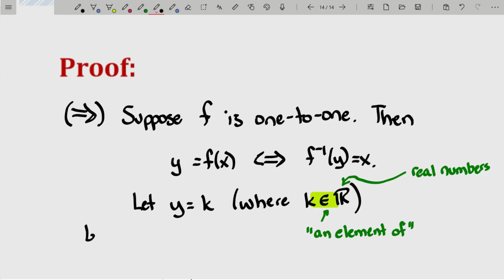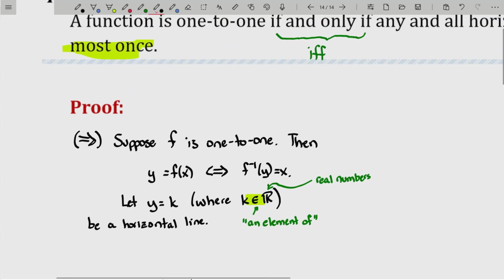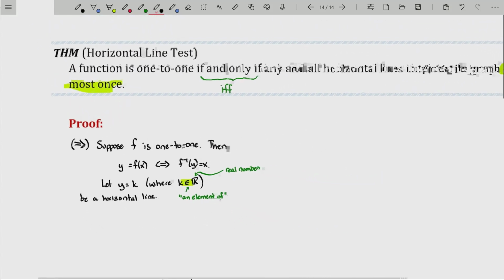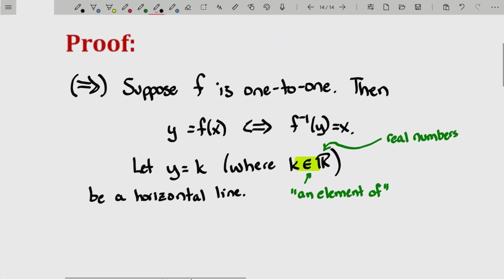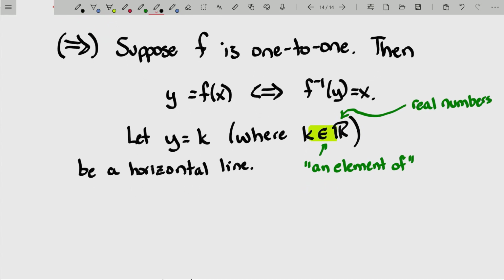So let y equal k be a horizontal line. There we go. So now we're starting to build into where we want to arrive, right? We want to arrive at, we have a horizontal line. No matter what that horizontal line is, it has to strike the graph at most once. Well, let's find out if y equals k, that horizontal line, strikes the curve y equals f of x at most once.